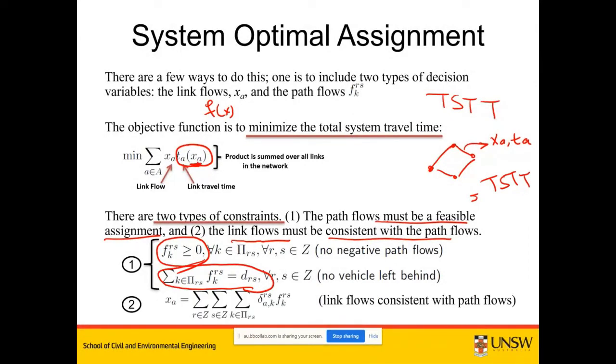And the second constraint is the relationship we just went over using the link path adjacency matrix. This ensures that the path volumes are correctly converted to link volumes. So this was link volume, and this was path volume.